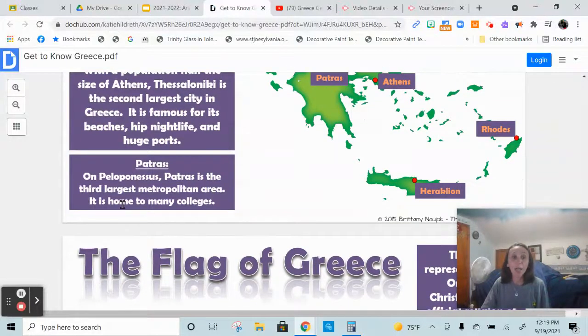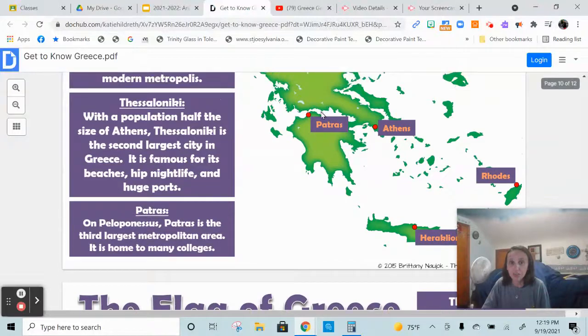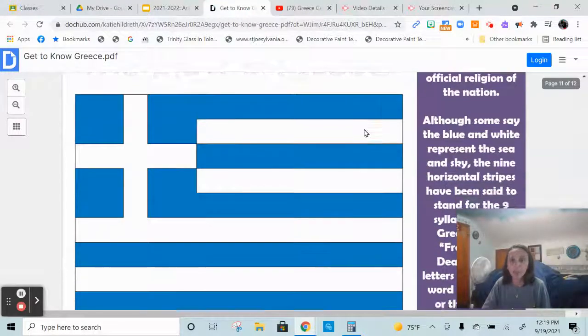Patras. On Peloponnesus, Patras is the third largest metropolitan area. That's a tongue twister. It is home to many colleges. So that's right there. The flag of Greece.